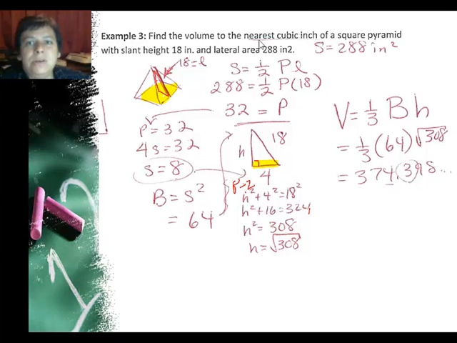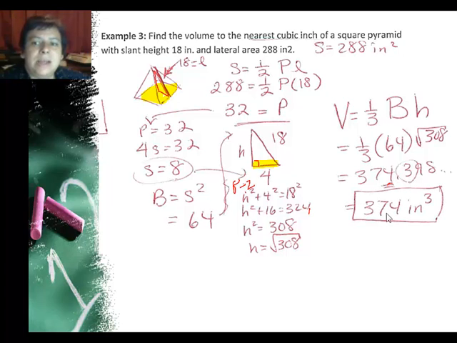Well, I want it to the nearest cubic inch, so that means to the ones place. When I substitute all this in my calculator, I get a nice long number, but since it's to the ones place, I look to the number to the right, which is 3. So I just truncate that. That means these go away, and that stays the same: 374 inches cubed.